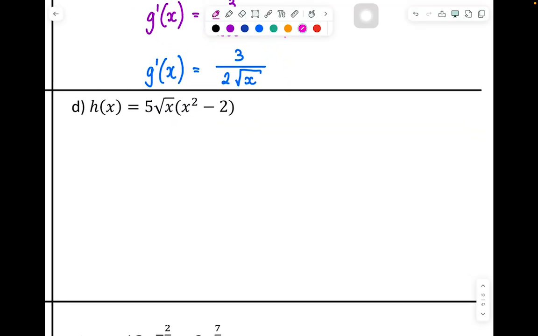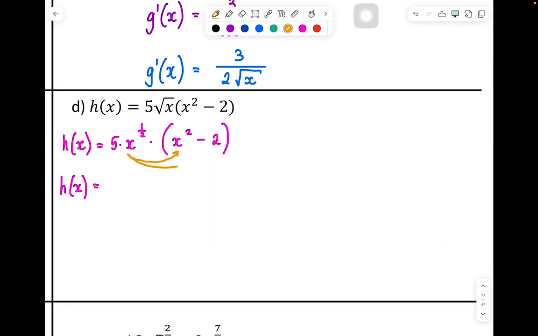In this example here, what I notice is that this is a surd. And so what I'd like to do is re-express this as a fractional indice as our first step. We also have a bracket here as well. So what I'm going to do is expand this 5 x to the power of a half into both of these terms.